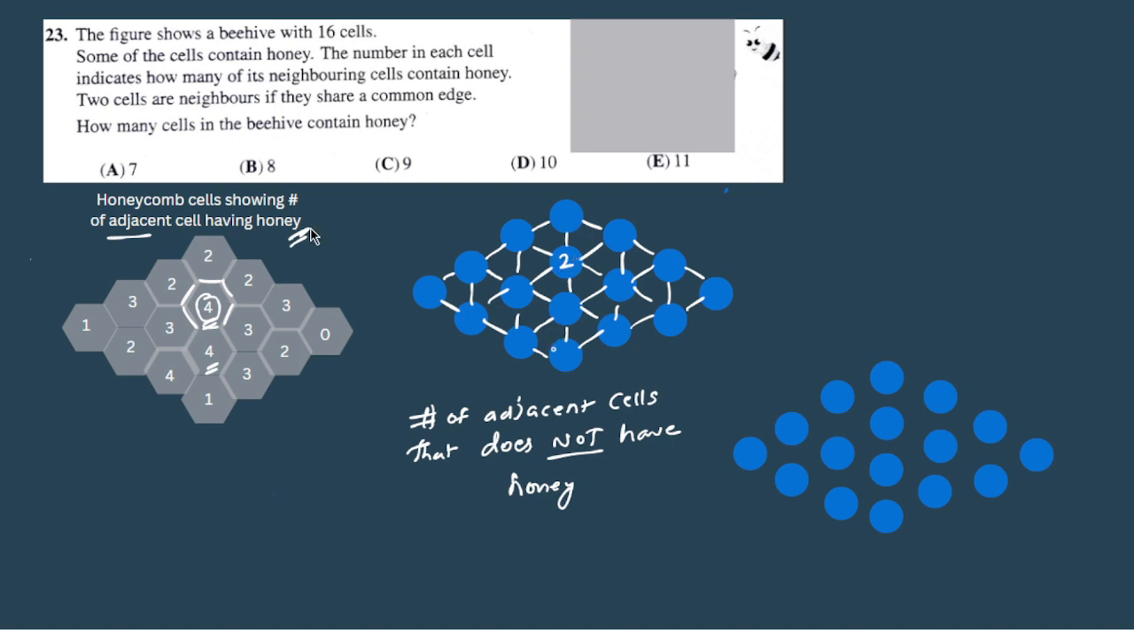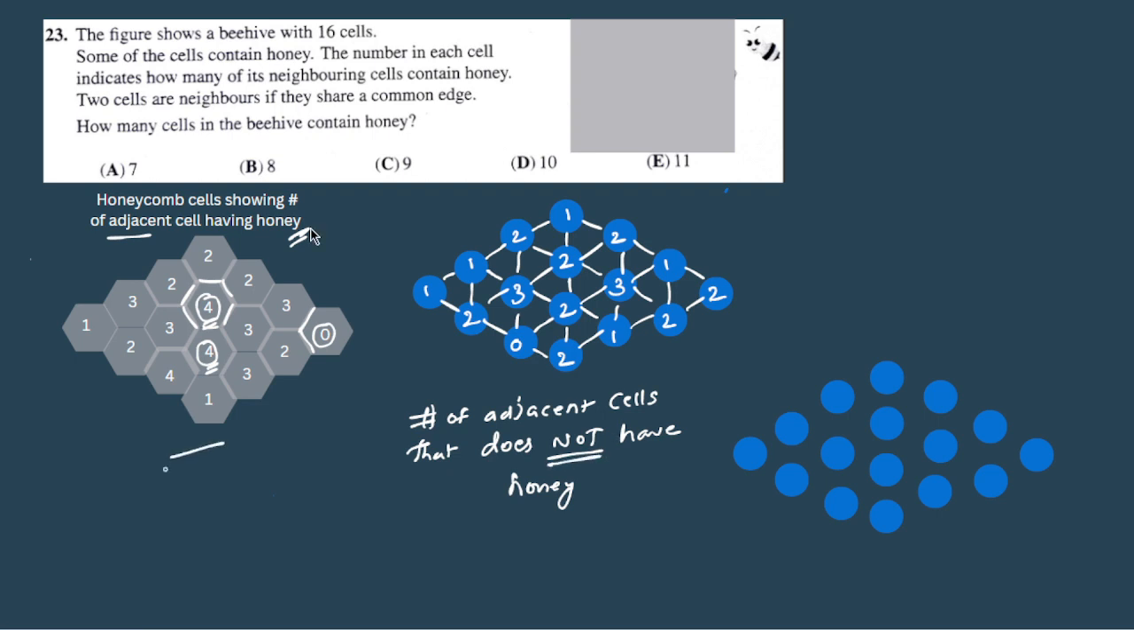Applying the same approach, this one is supposed to have 6, but it's showing 4, so I'm putting a 2. This one is supposed to have 2 if both of its neighbors have honey, but it's showing 0. It means both of them do not have honey. So applying the same approach, I'm populating the rest of the grid. I'm done with the grid showing the number of adjacent cells that do not have honey.